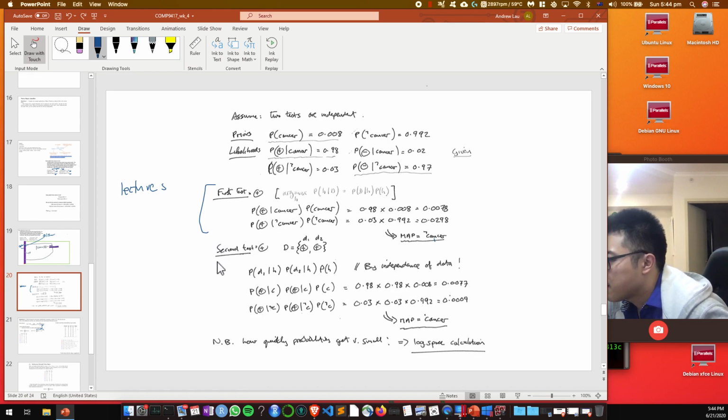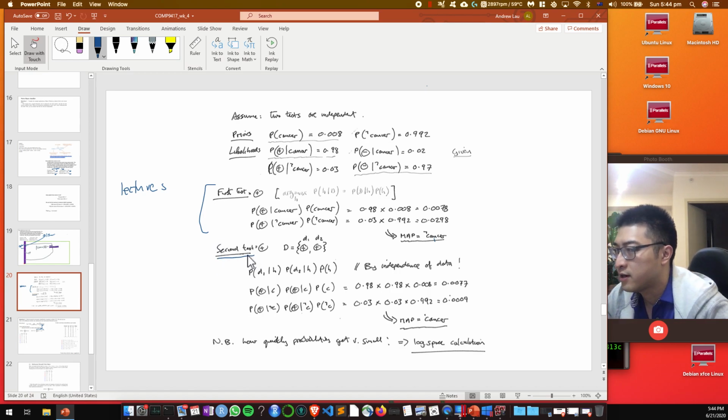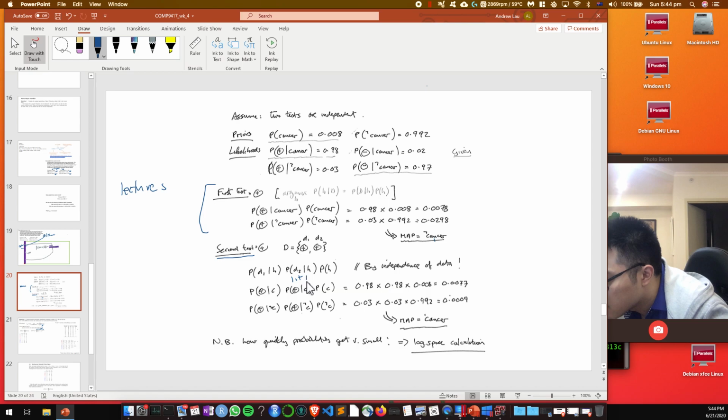But the question is, what happens if we do a second test? What we can actually do is repeat this. So this is the first. We've been through the maths here. Now, if there's a second test, effectively it's another one. So this is the first test, and this is the second test.